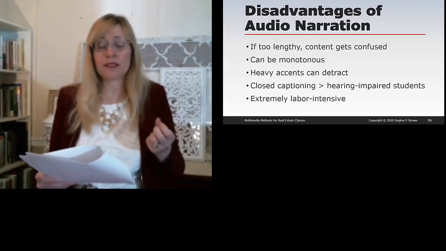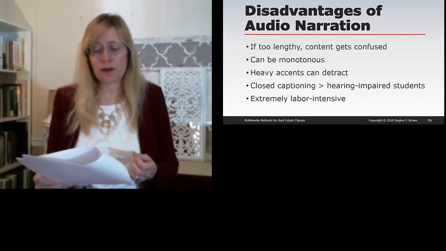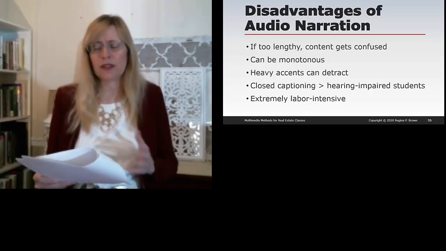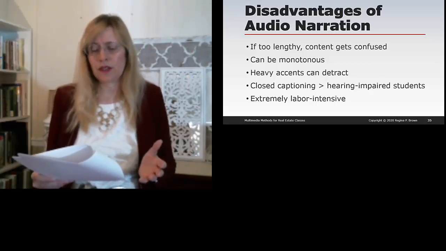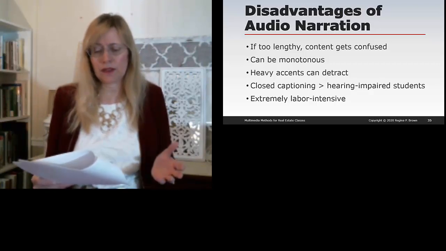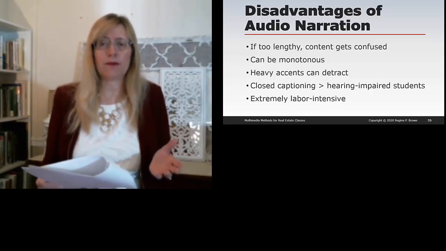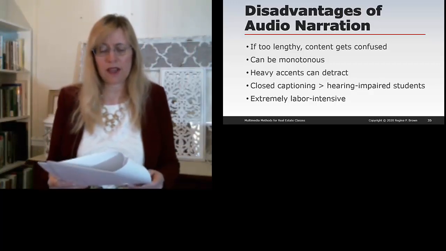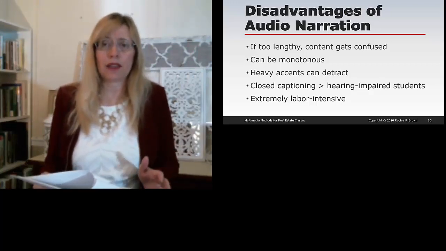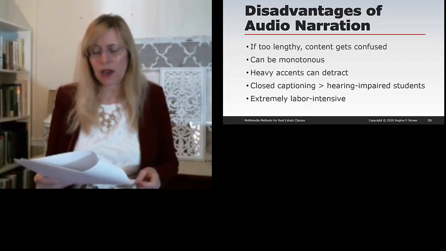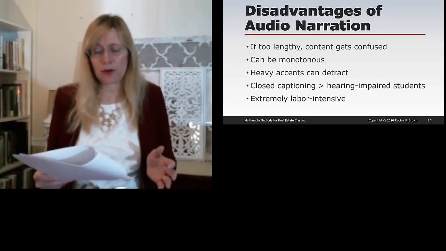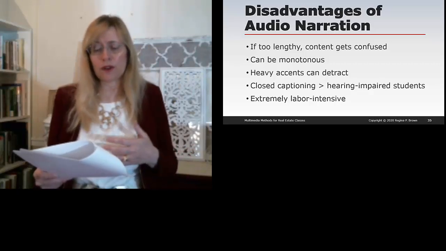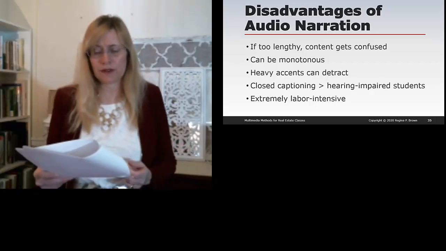So just what are the disadvantages of audio narration? Even though audio narration has many advantages, it also has disadvantages. If the audio narration is too lengthy, the content can become confusing for students. When recording, instructors may want to save time and record on the fly without a script. However, this may lead to sporadic outbursts, scattered thoughts, meandering off topic, all of which distract from the lesson's focus.